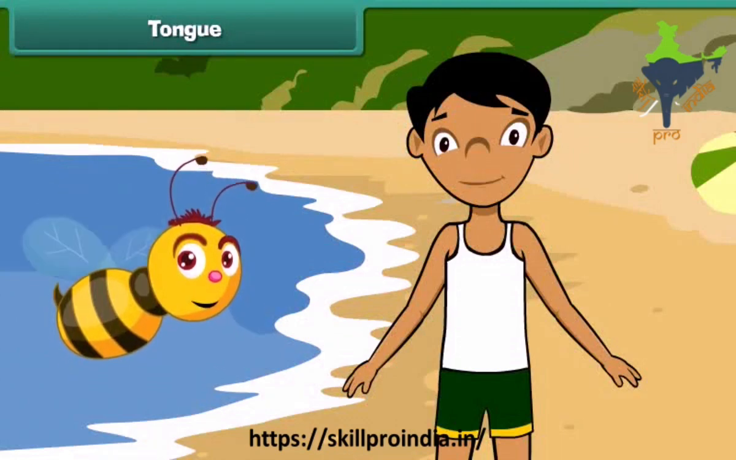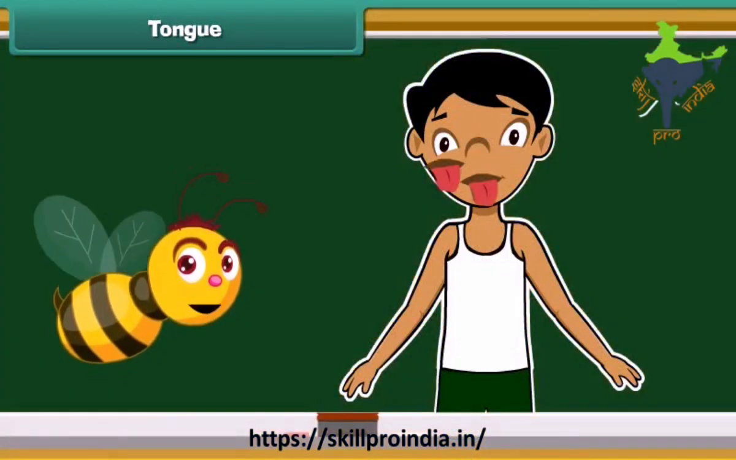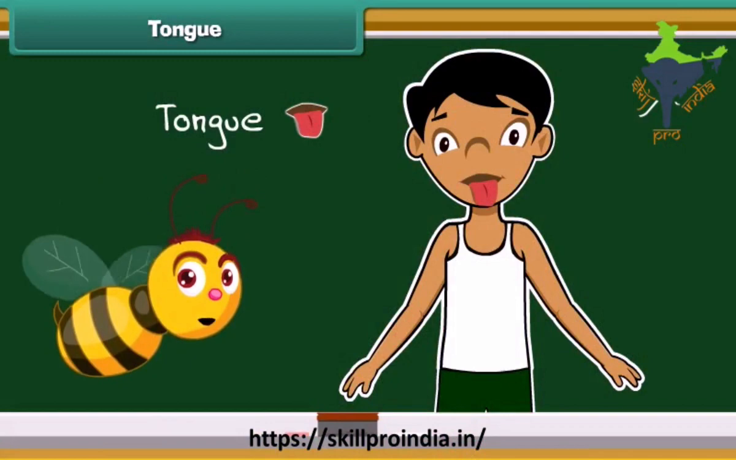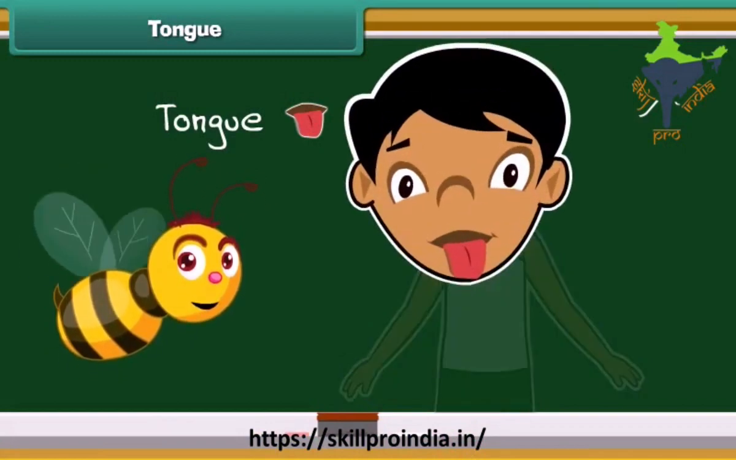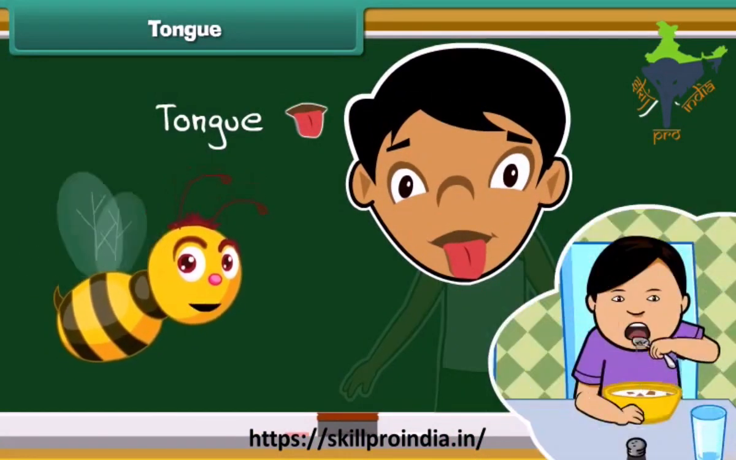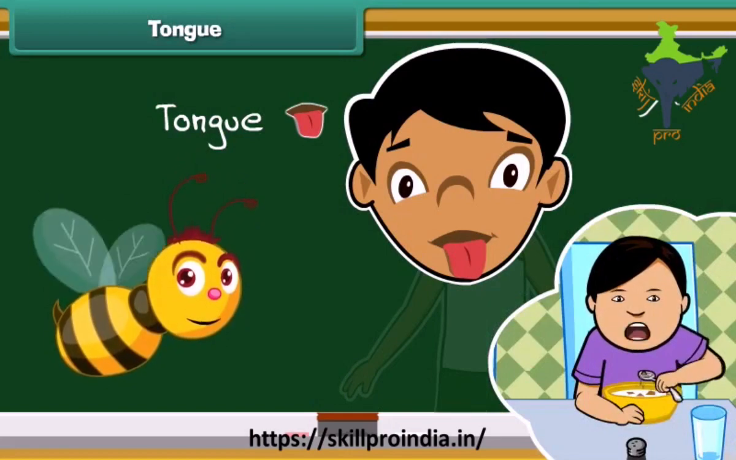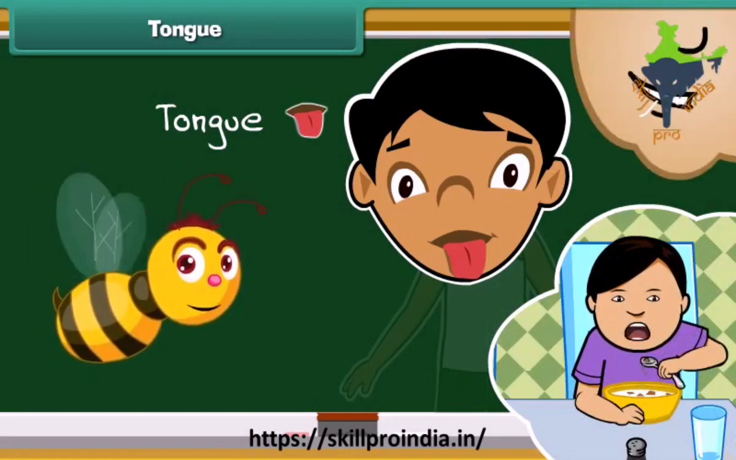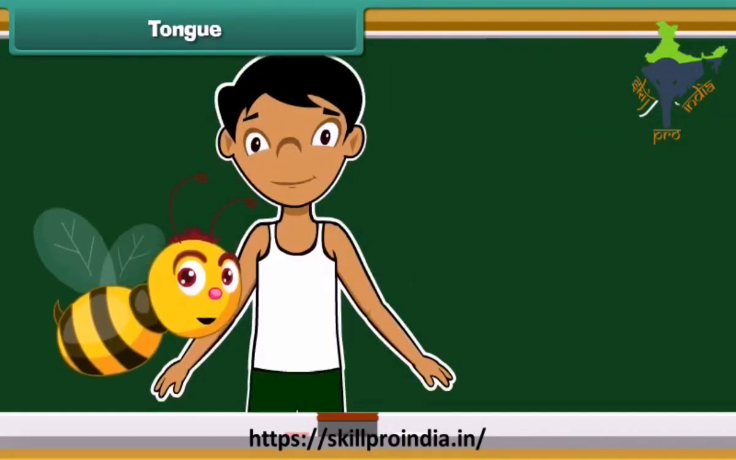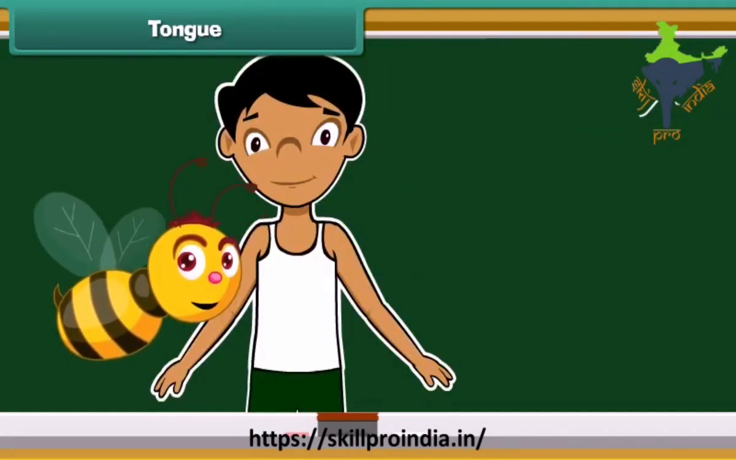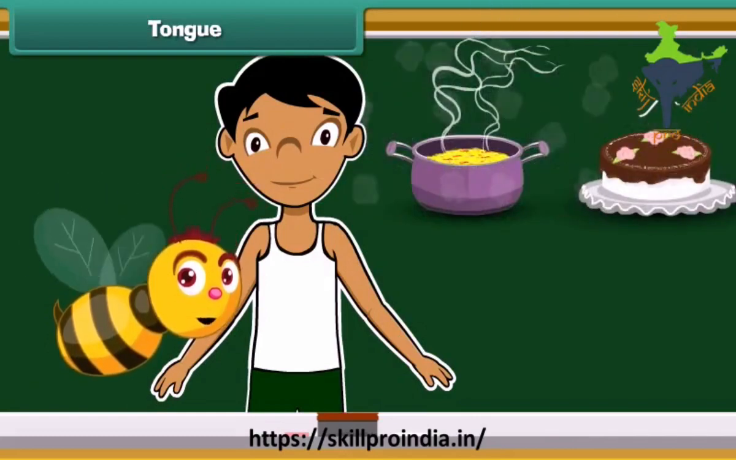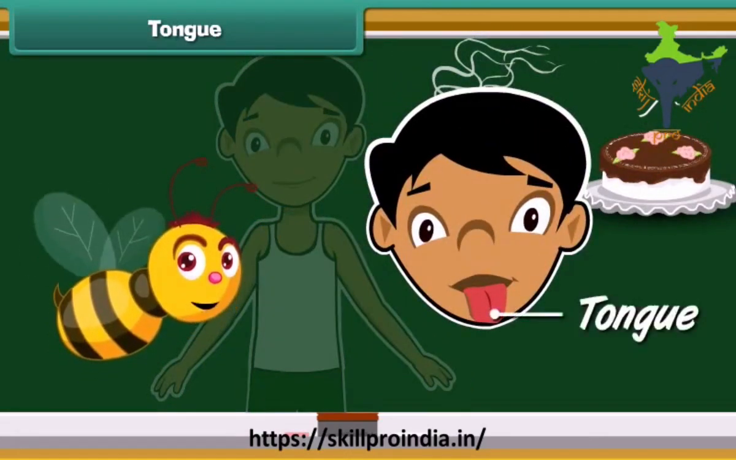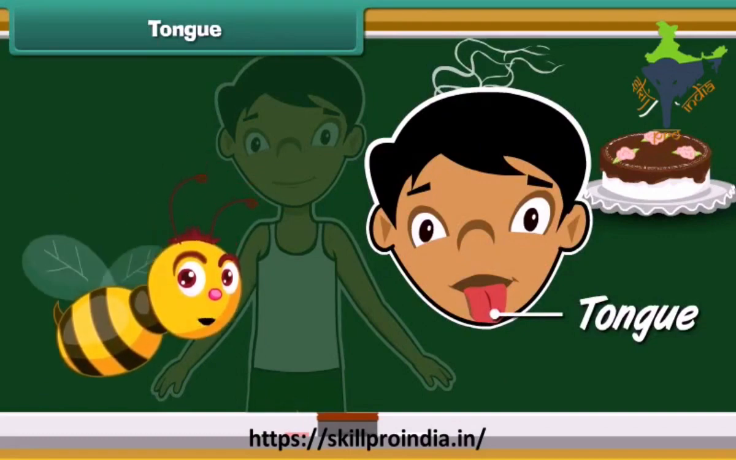The fourth sense organ of our body is our tongue. We have a tongue present inside our mouth. Tongue is the organ for taste. Tongue also helps us to speak properly. Do you know which part of our body helps us to identify the taste of yummy cake or a delicious dal? Tongue helps us to taste and identify the difference between a cake and a dal.